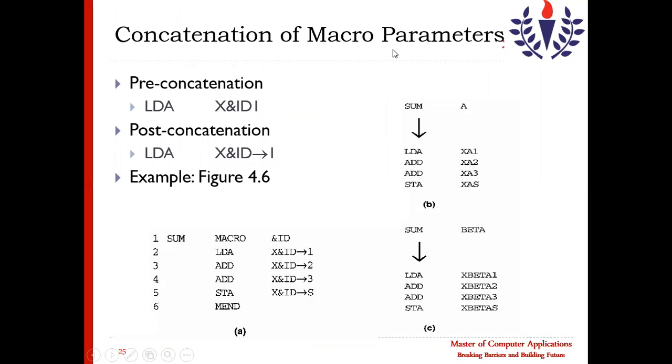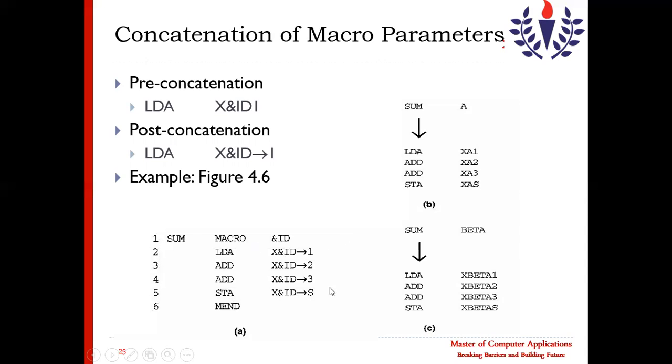Most macroprocessors allow the parameter that we use with the macro definition to be concatenated with other character strings inside the macro definition. Means this parameter that we will use here can now be concatenated with some string inside the macro definition. So for this, we will take one example. Suppose one macro code is there, like this.